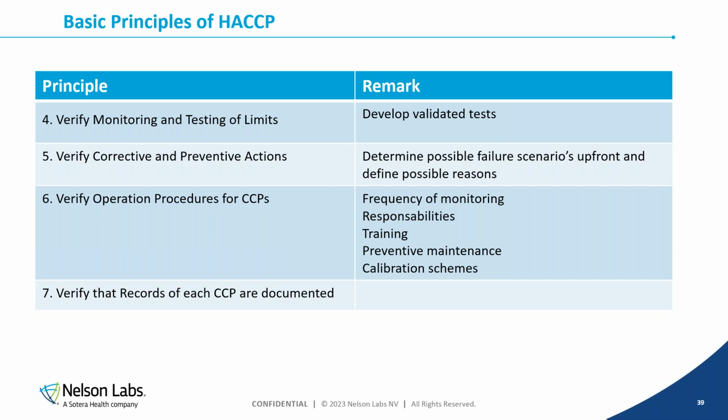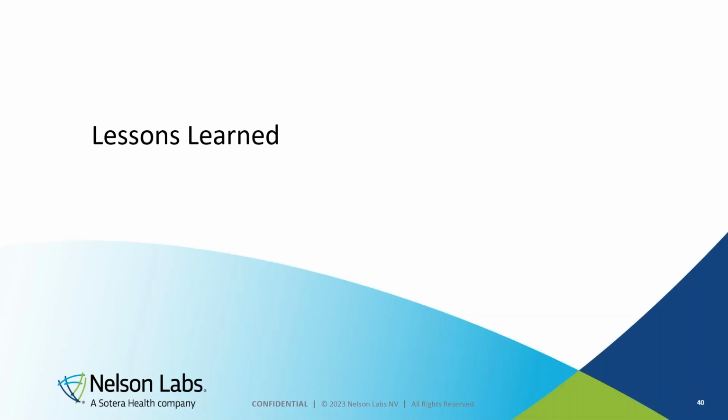The next step, verifying operation procedures and critical control points. So you now have to establish how frequent are you going to monitor, who is going to monitor, who do I need to train for this, what are my preventive maintenance steps, and how and when I am going to calibrate. And then, of course, that goes without saying, verify that all records of each control point are documented. And that's everything I have to tell you about the risk assessment.